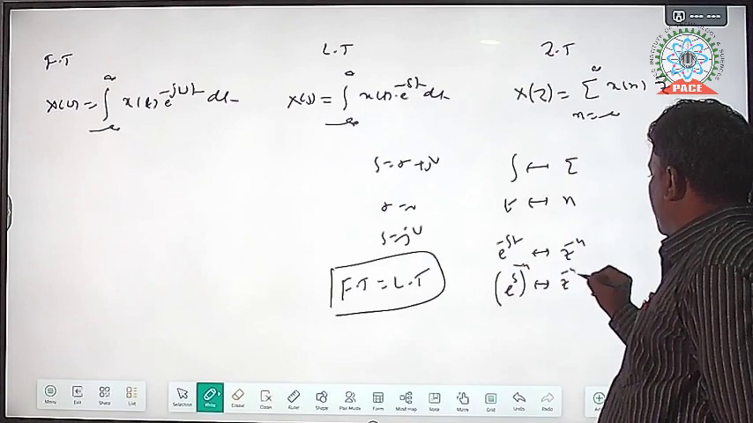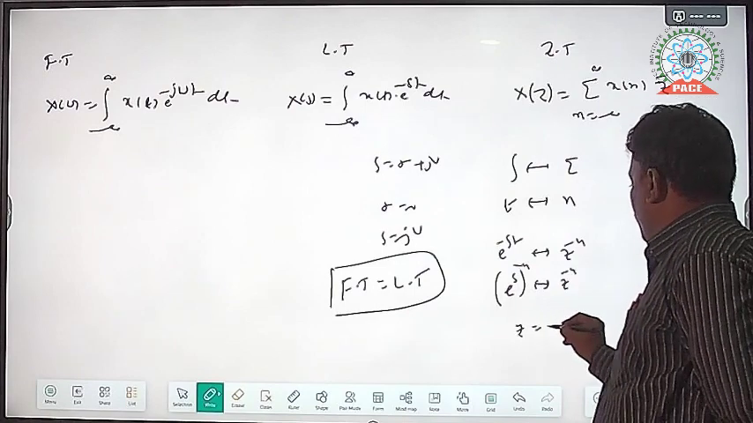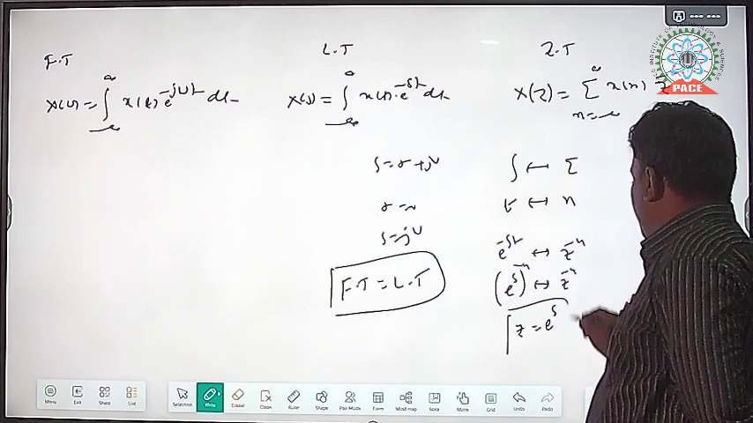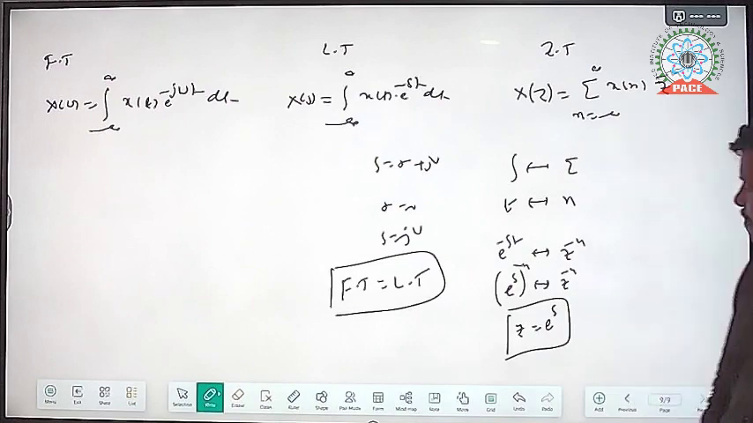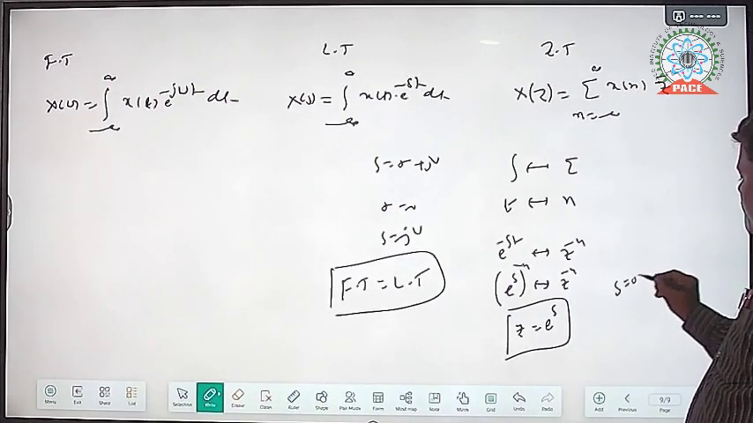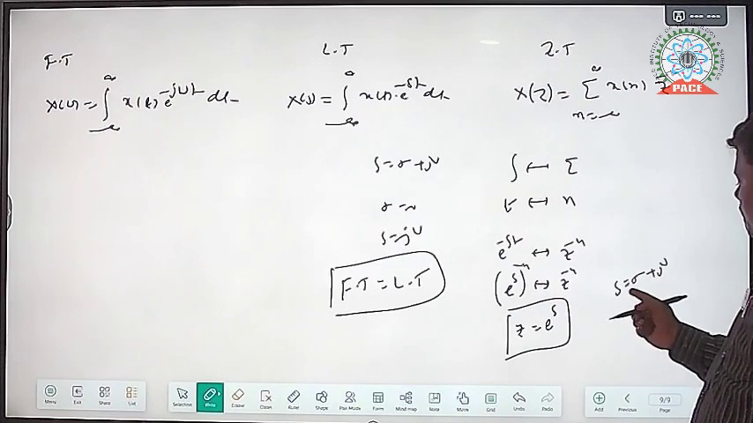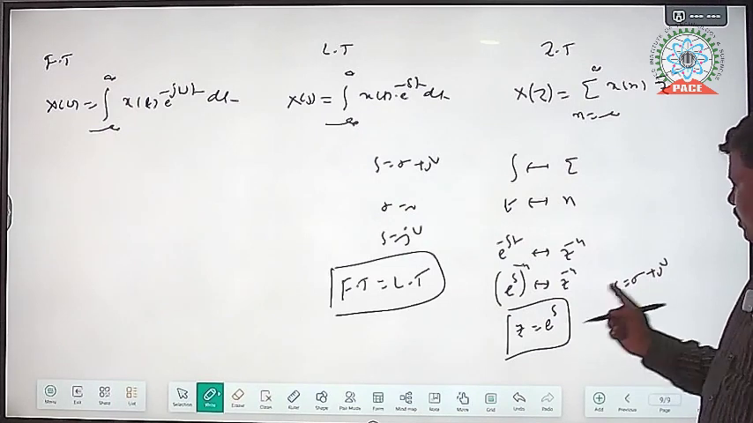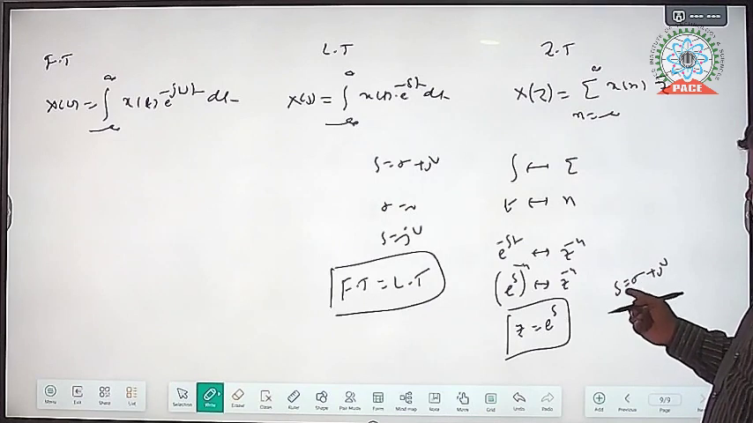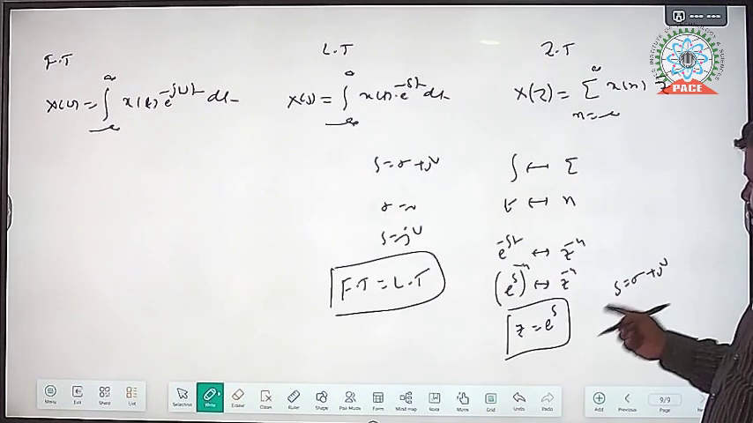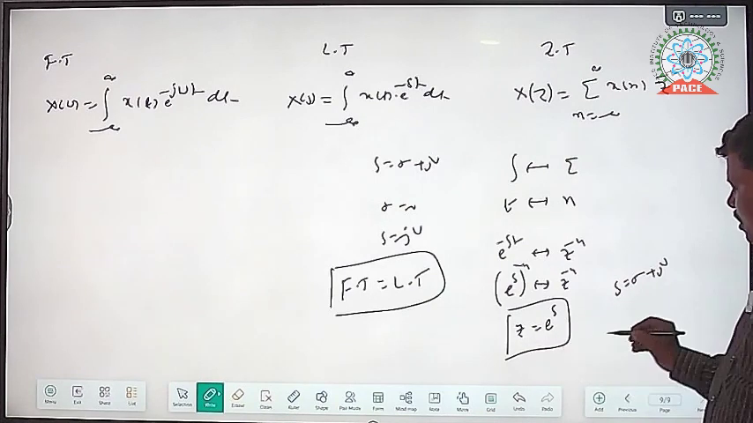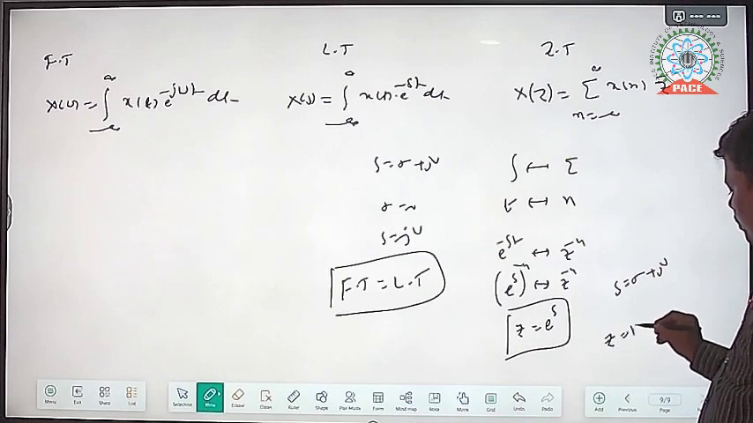And one more thing: s = sigma + j omega. s is a complex number, in rectangular form, sigma plus j omega. Rectangular form means the axes are also rectangular in nature, the s plane. z is in polar form: z = r e^(j omega). Here r is the radius, and e^(j omega) is the phase.